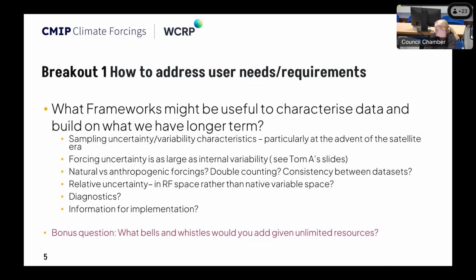Diagnostics has come up. The ref is launching for model benchmarking on Monday, I believe. Do we need an analogous approach? What should we have? Documentation is always a thing.